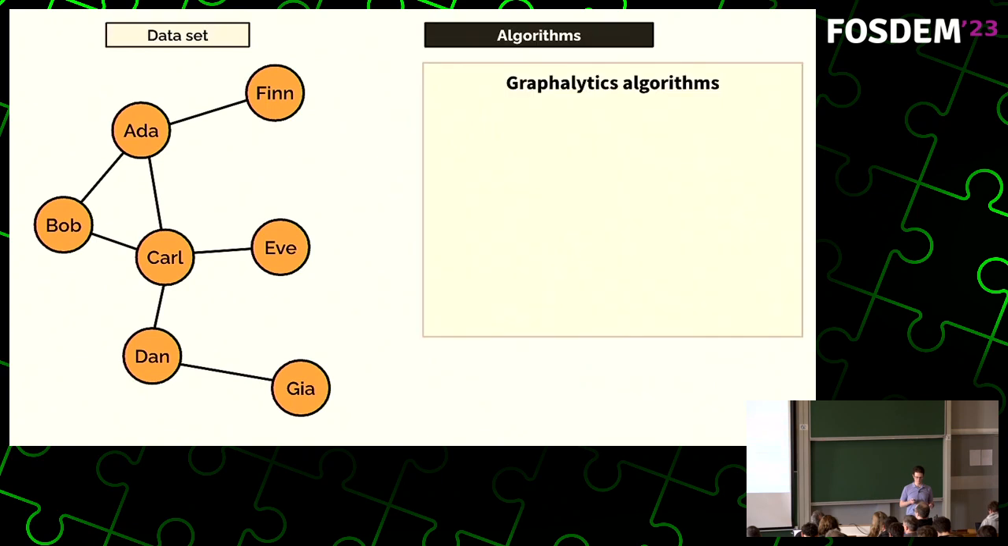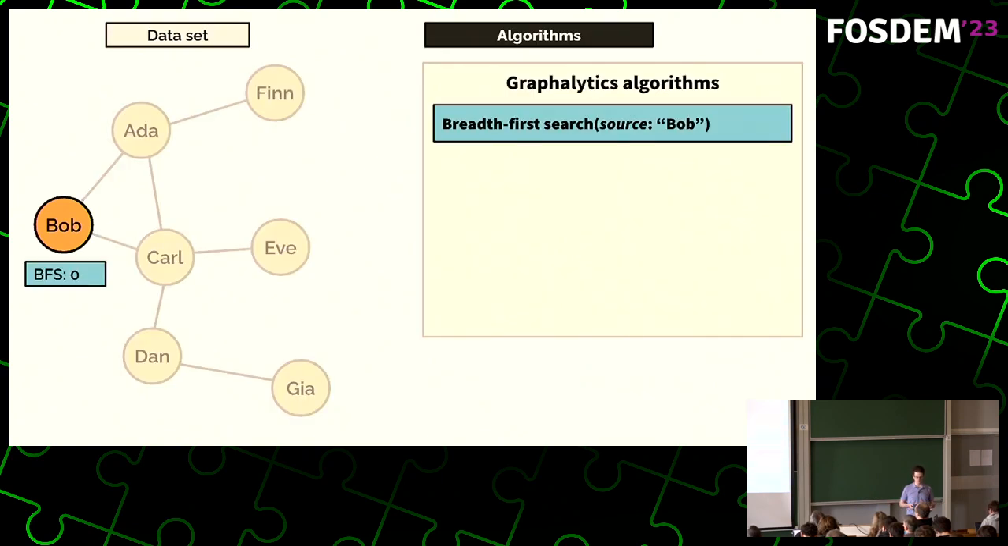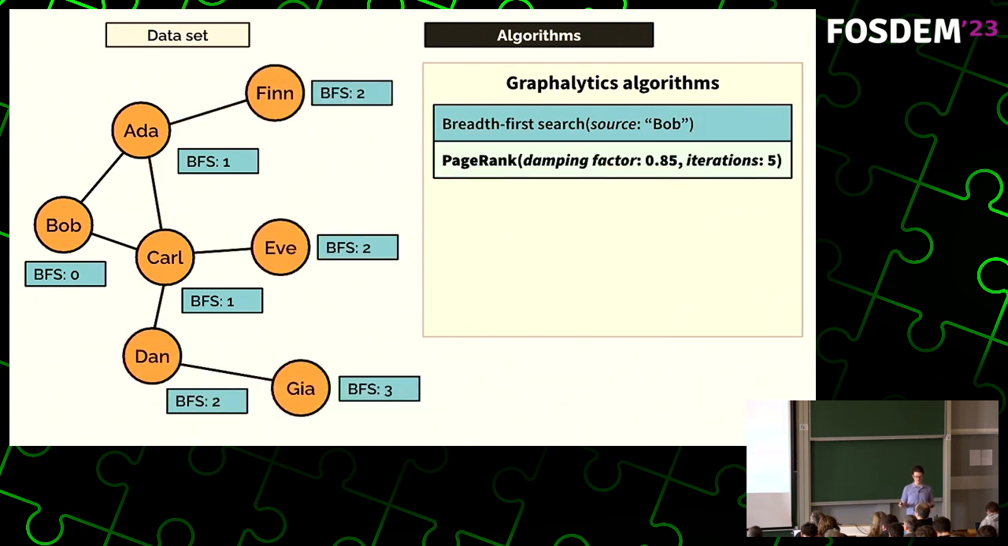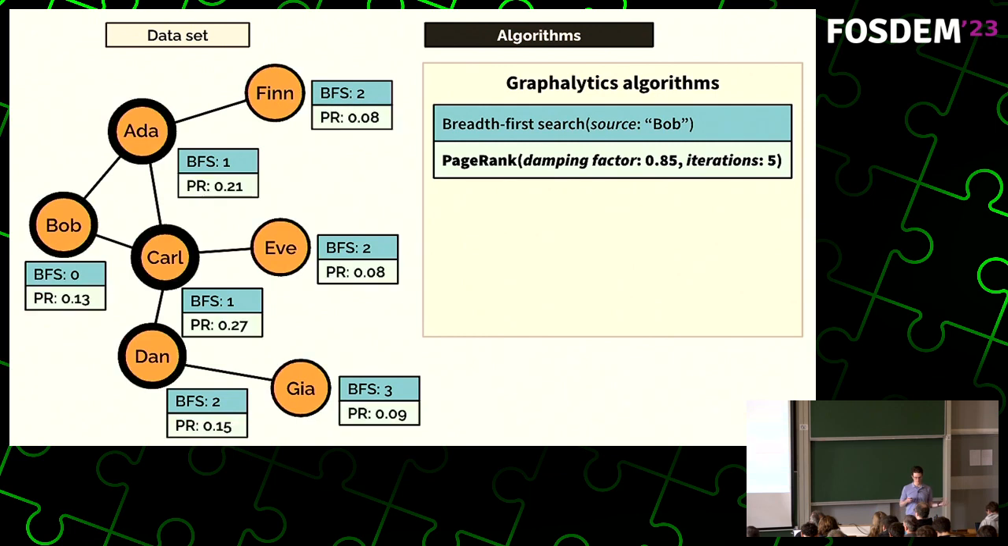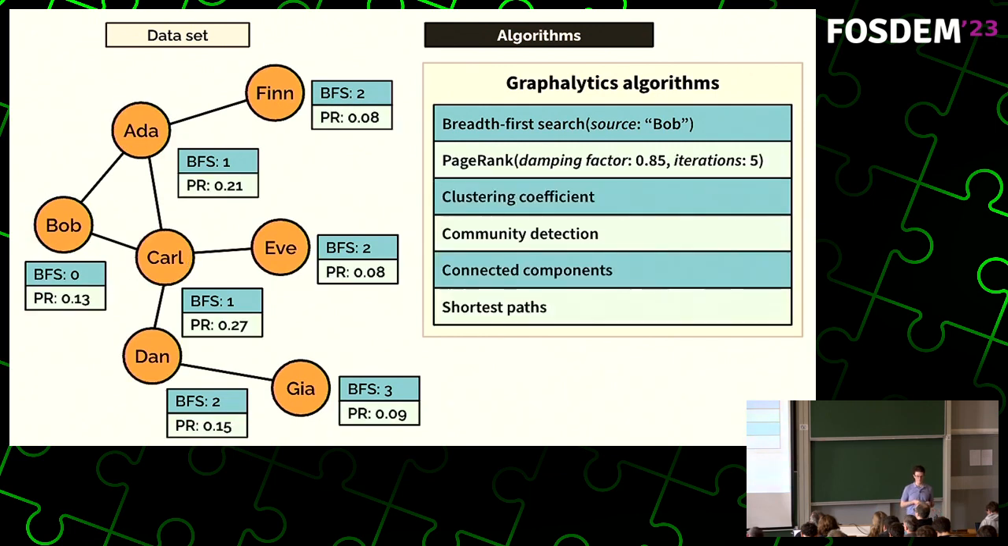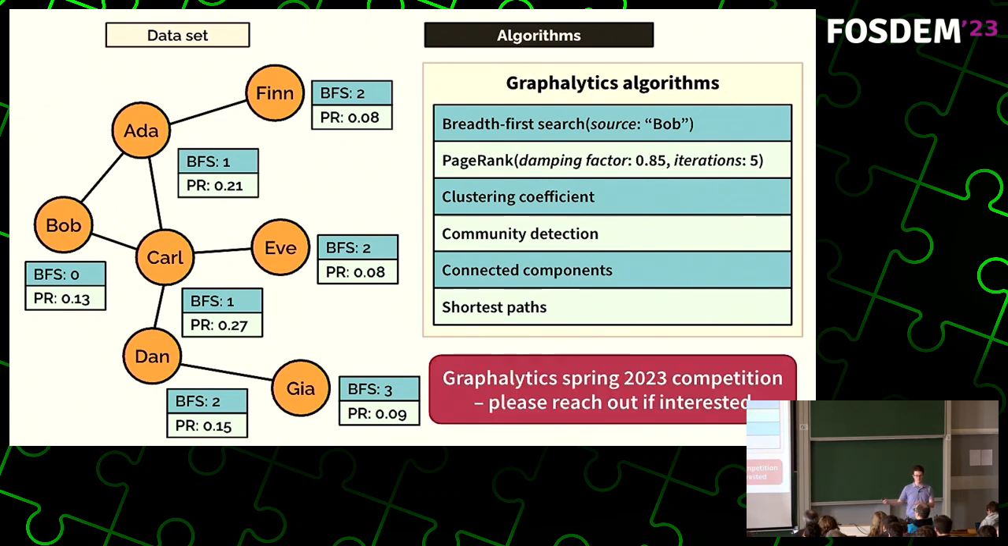We have 6 algorithms. Many of these are textbook algorithms like BFS, which just traverses the graph from a given source node, or we have PageRank, which selects the most important nodes in the network. We also have clustering coefficient, community detection, connected components, and shortest paths. This benchmark is a bit simpler to implement. We have a leaderboard that we update periodically. The next one is going to come out in spring 2023, so talk to us if you're interested.